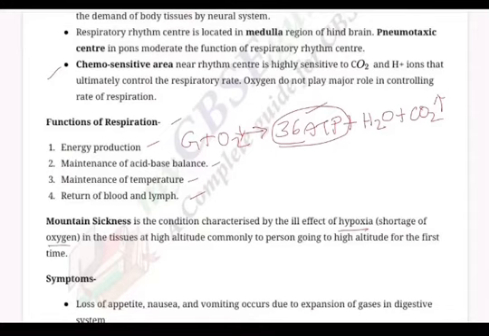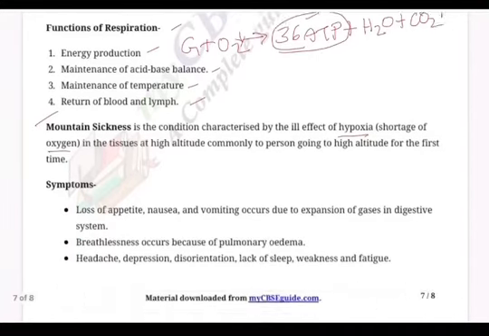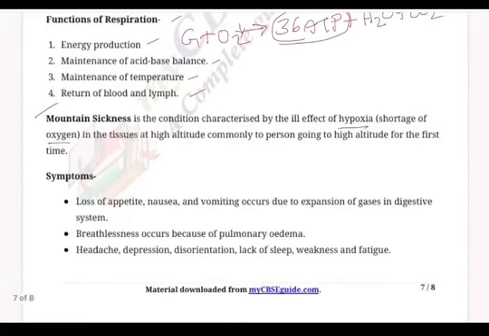So hypoxia in the tissues at high altitude is caused in a person going to high altitude for the first time. Whenever you are climbing a mountain for the first time, you are not able to breathe properly, and that will result in hypoxia, and because of hypoxia, oxygen shortage will be there in the tissues. That will make you get tired quickly. That is called mountain sickness.